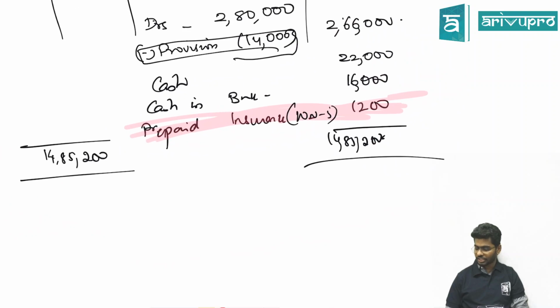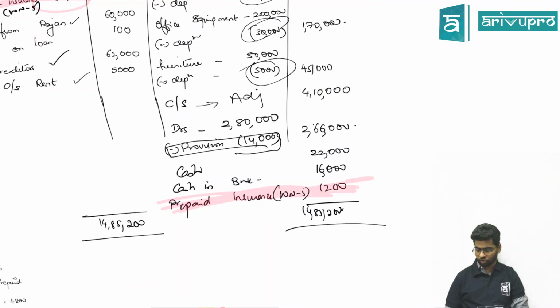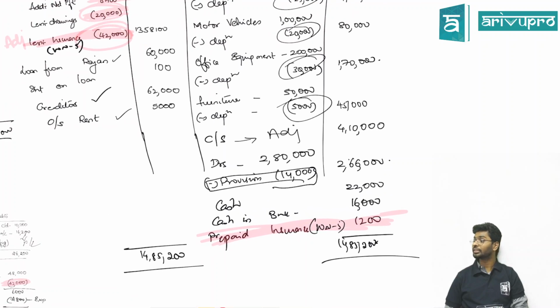Did you do the balance sheet total? How many of you got 14,85,200? Why are we taking paid insurance on the asset side? An expense which is paid in advance is always an asset.